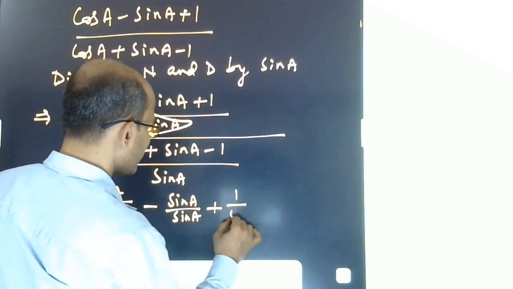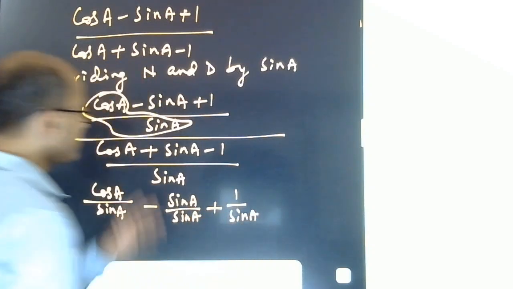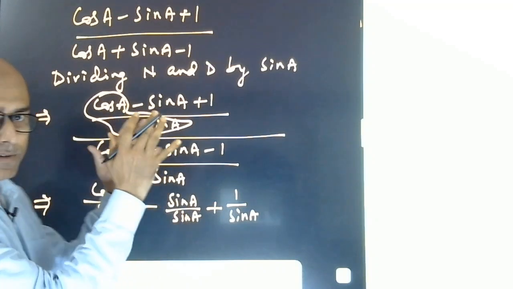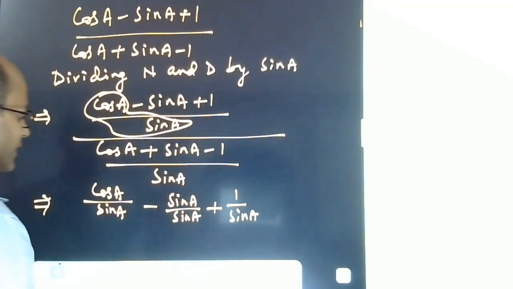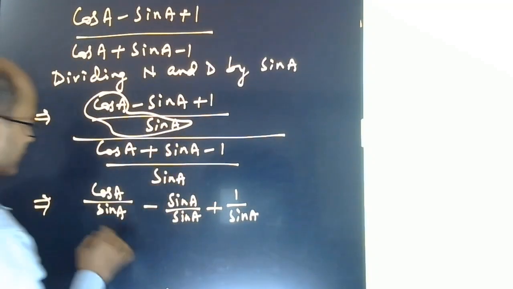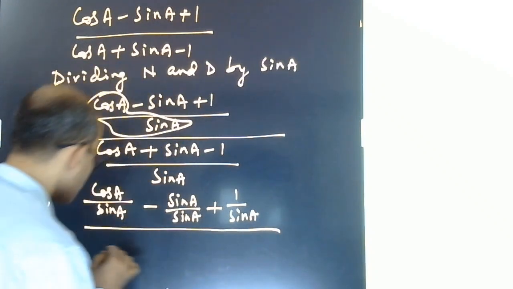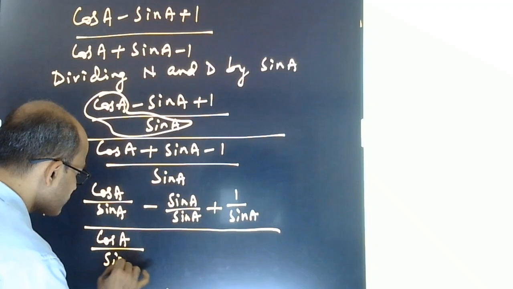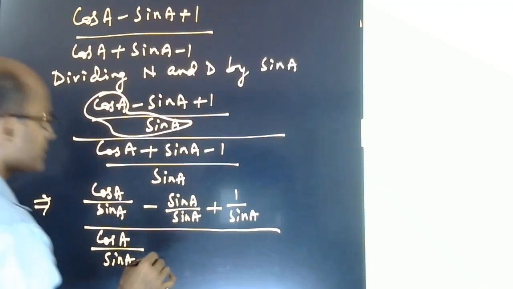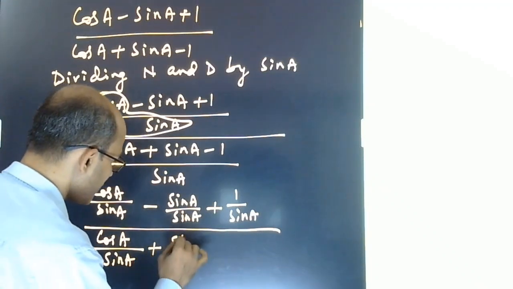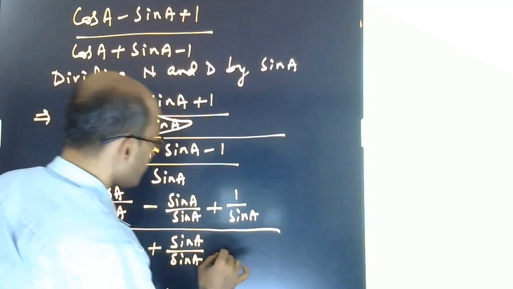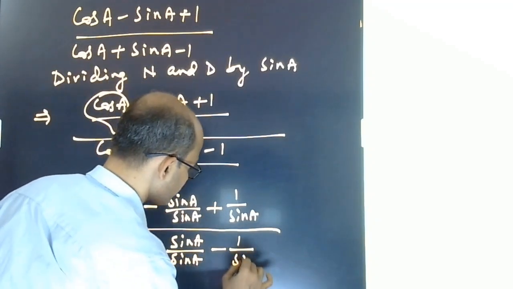1 by sin a. I hope you people are understanding. All these terms are separated. Exactly in the same manner, you can write the denominator like this: cos a by sin a plus sin a by sin a minus 1 by sin a.